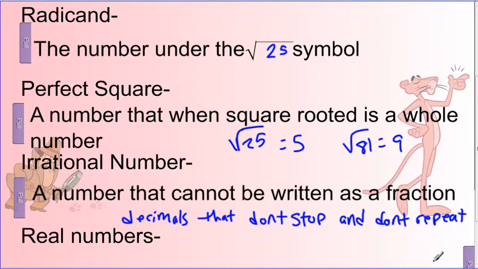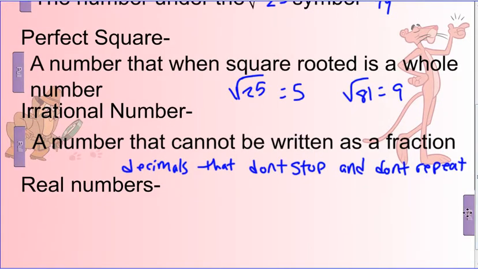You won't see, like, if you divide 23 by 99, you're going to get 0.232323, and that same pattern is going to repeat over and over again. Nothing like that happens in pi. So pi is considered an irrational number. So if you cannot write it as a fraction, if it is a decimal that does not stop and does not repeat, it's irrational.